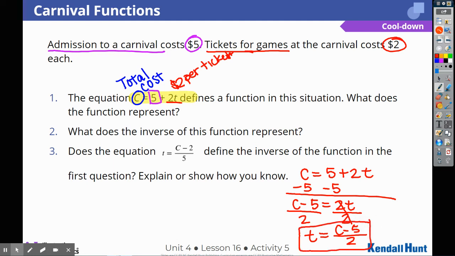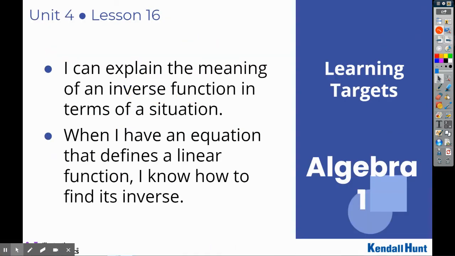Number 3 is asking, does the equation t equals (c minus 2) divided by 5 define the inverse of the function in the first question? That would be no, because we found the inverse of the function, and they subtracted 2 and divided by 5, where they should have subtracted 5 and divided by 2. All right, hopefully you have a little bit better understanding of inverse functions and how to use those to solve problems.